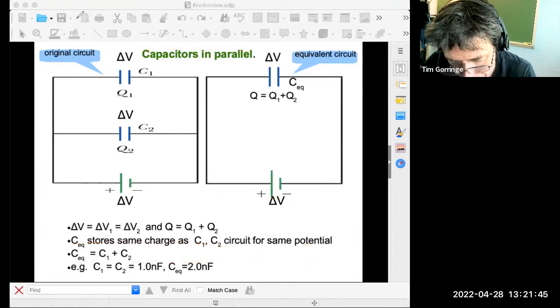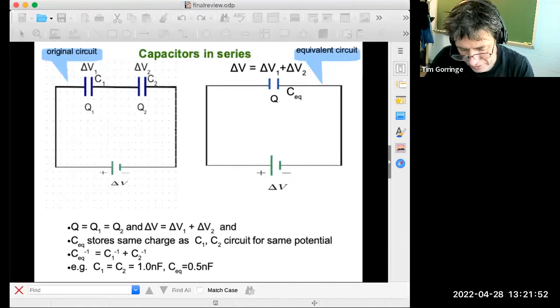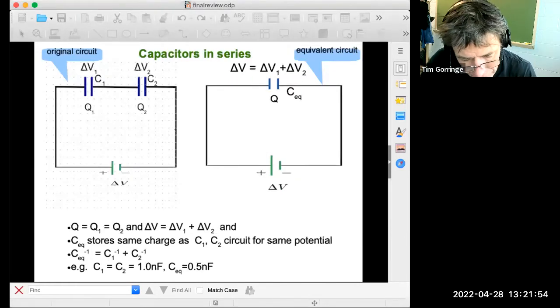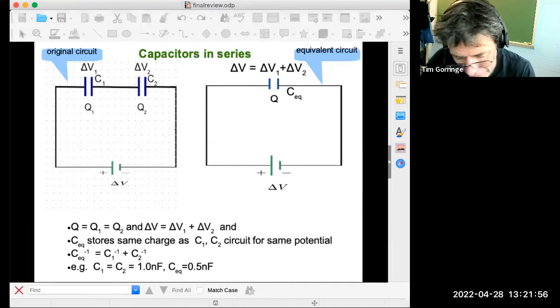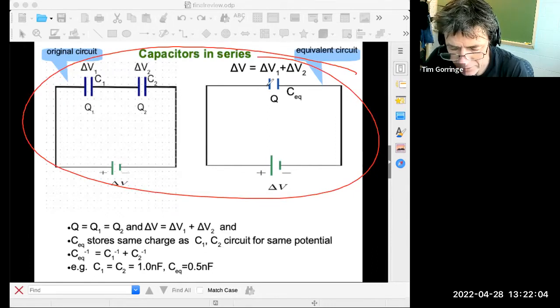Let's do the same sort of slide overhead for series capacitors. That's this guy here. So this arrangement is two series capacitors. Look, here's two series capacitors. Again, you can use the concept of an equivalent capacitance that, for the same amount of voltage applied across the pair of capacitors, stores the same amount of charge.